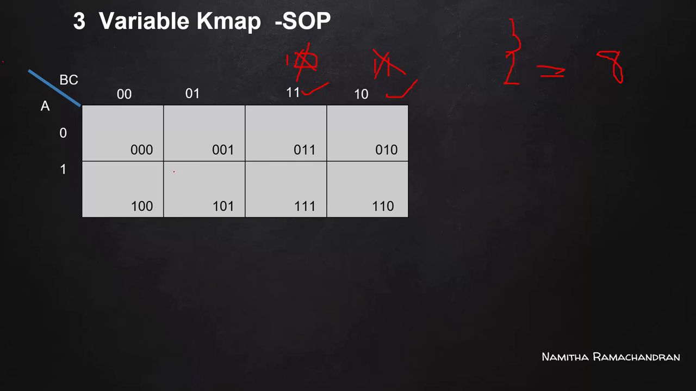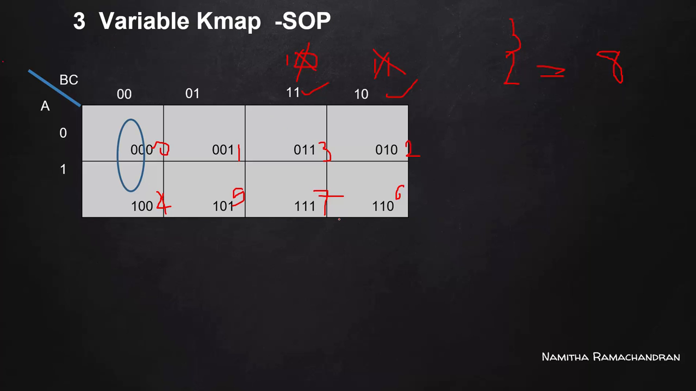So the different cells indicate values like 0, 0, 0: A with 0, B and C with 0. Next, this is decimal 0, this is decimal 1, this is decimal 2, this is decimal 3. Next, decimal 4, decimal 5, this is decimal 6 and this is decimal 7. So this is the general syntax of a three-variable Kmap.